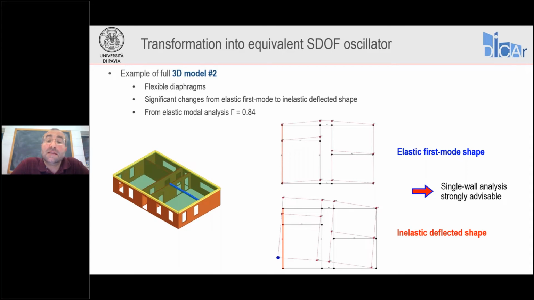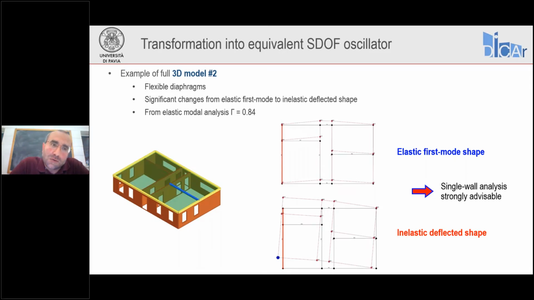You can see that displacements concentrate in the center while they are minor on the sides, meaning that our diaphragm is really deflecting like a simply supported beam, for example. When we go inelastic, instead, we can see that the left-hand side wall is getting more damage than the right-hand side wall because of different load transferred to it. And so in this case, the deflected shape changes completely.